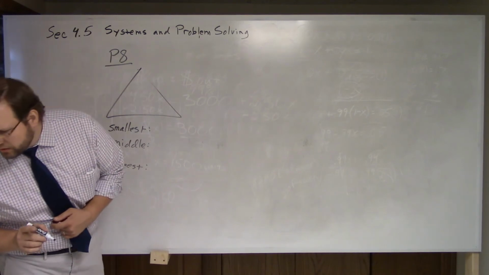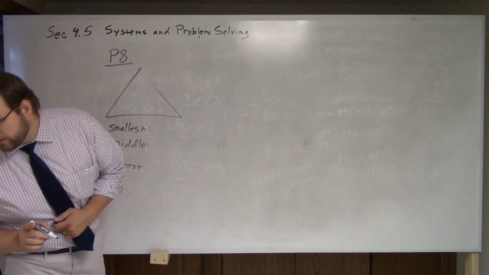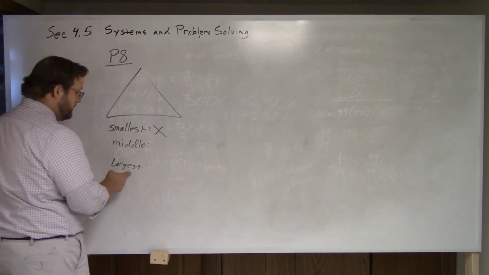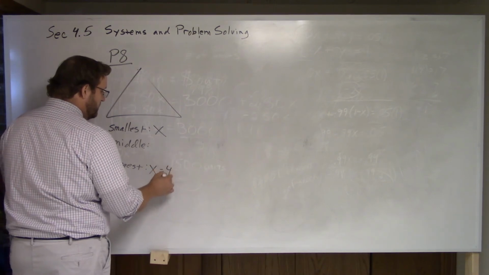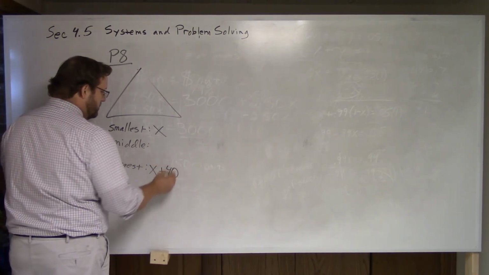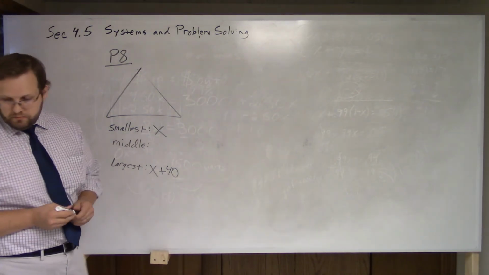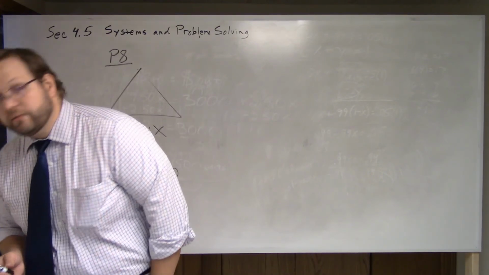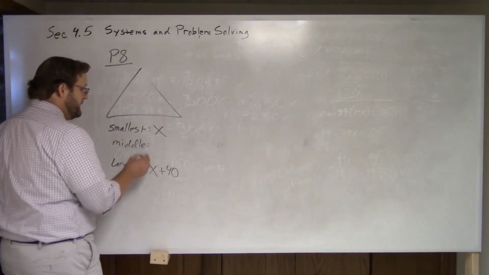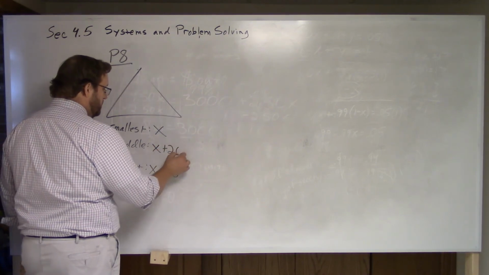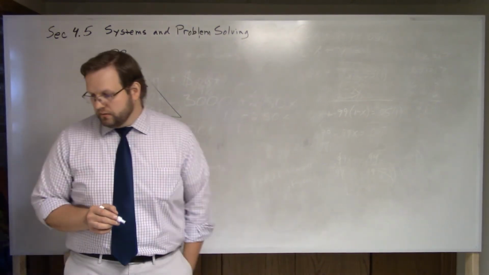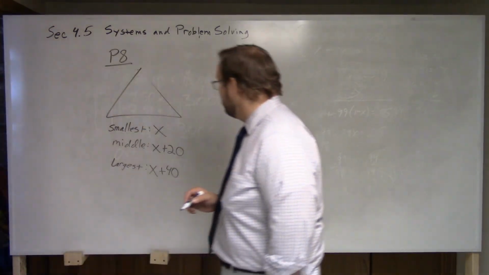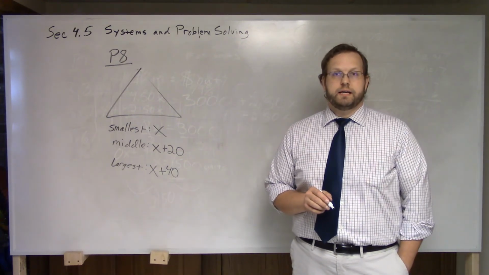Okay, so again, it says the largest angle is 40 more than the measure of the smallest. I know nothing about my smallest angle, but my largest is 40 more than the smallest. Okay, then I read on. And the measure of the remaining angle is 20 more than the measure of the smallest. Okay, so the remaining angle is 20 more than the measure of the smallest. Okay, find the measure of each angle. So, what do we do with that?